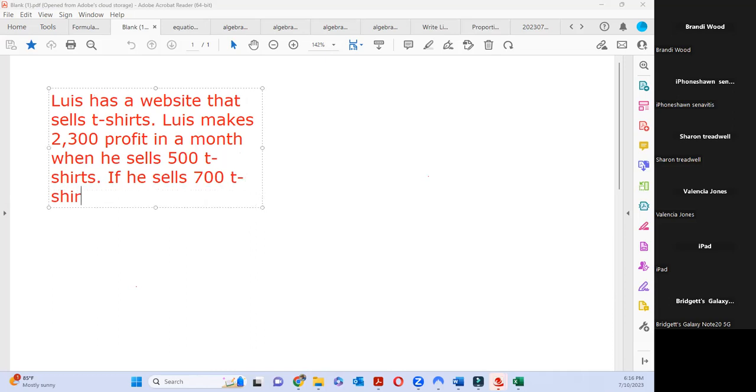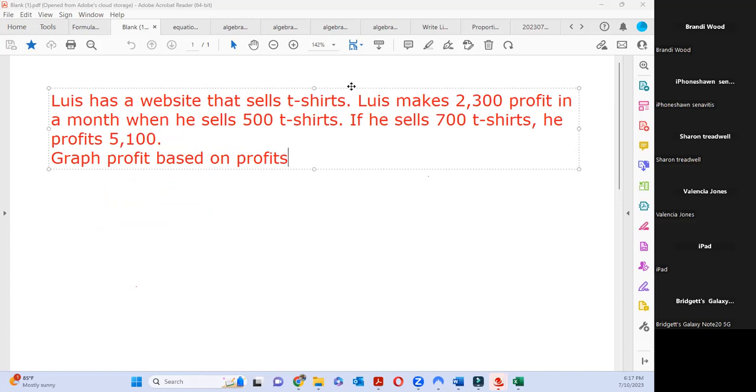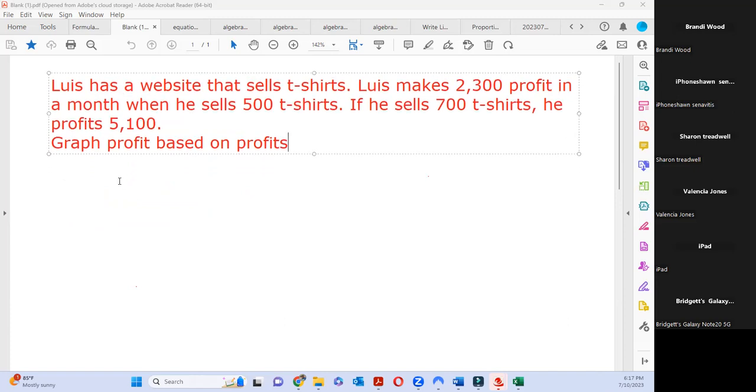If he sells 700 t-shirts, he profits what? Okay, let me see. If he sells 700 t-shirts, he makes $5,100 in profit. Yes. If Luis were to graph his profits based on sales, what would be the slope of the resulting line? Now, you look at this problem, and many of you are probably saying, oh my goodness, I don't know where to start. This is the first thing I want you to do. What are they giving you?